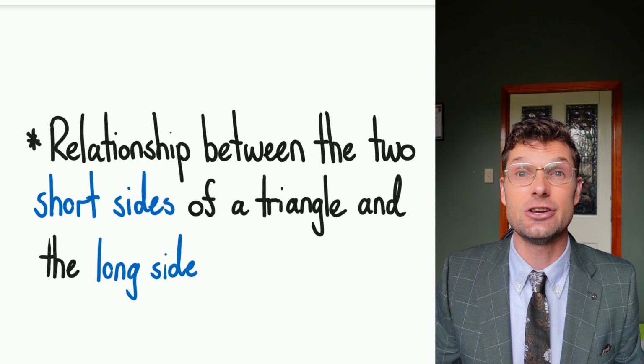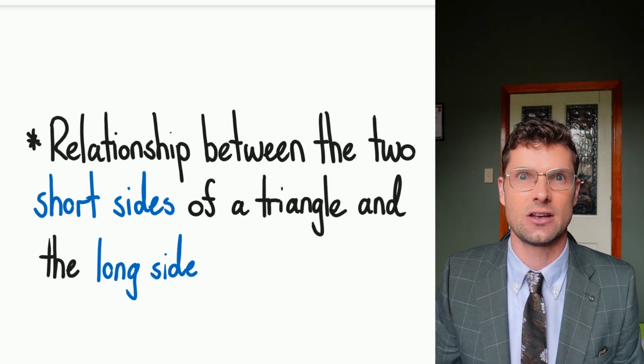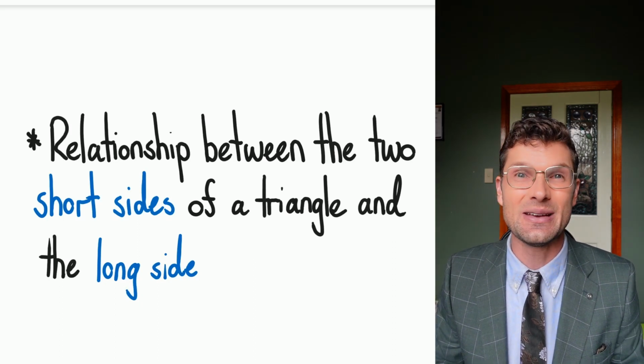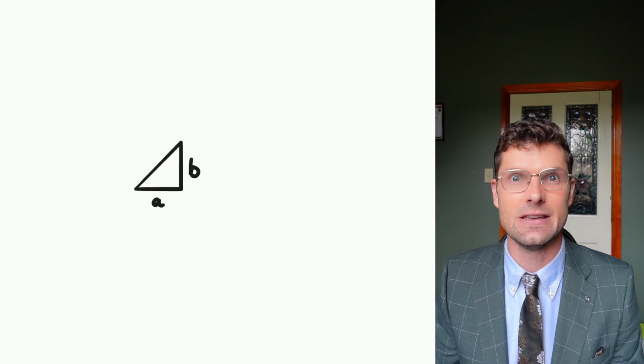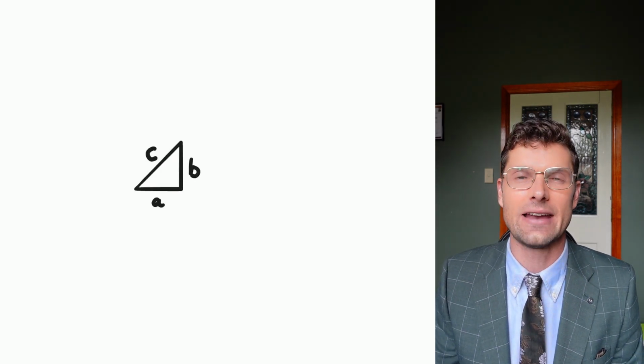We know that there's a relationship between the longest side of this triangle and the two other short sides, and Pythagoras was just able to put this relationship into numbers. So what I mean by this is if we look at a right angled triangle, we've got two short sides and we're going to label them A and B for this picture. The long side is that diagonal line and we're going to call that C.